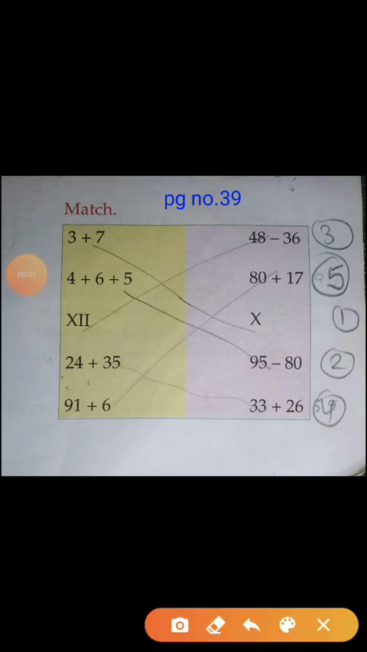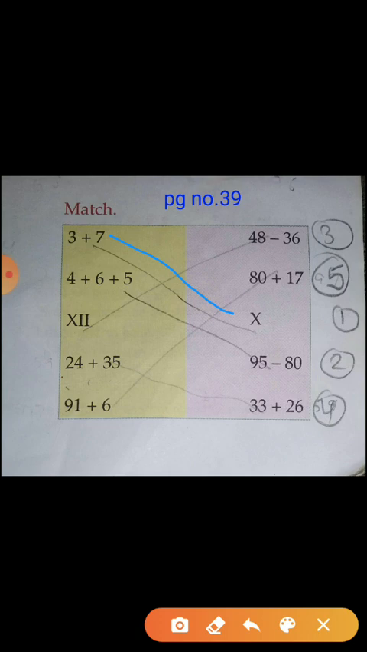Now page number 39. The last question is matching. You can see two columns are given. You have to match the numbers with the correct number. First one is 3 plus 7. When you add these two numbers, you will get 10. And you have to match the number with X. It means Roman 10.